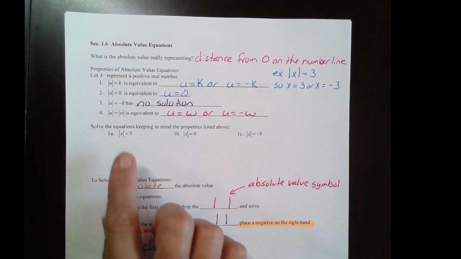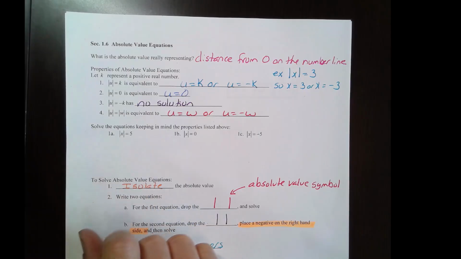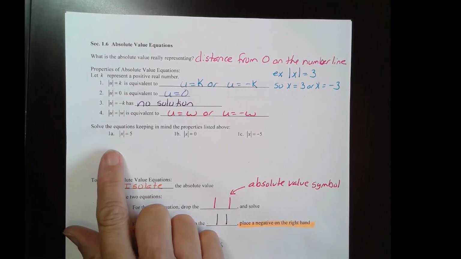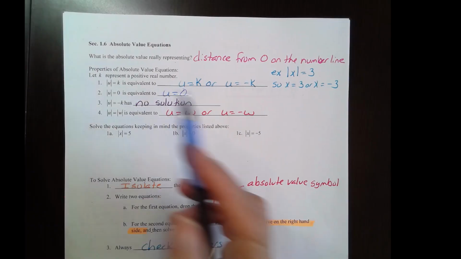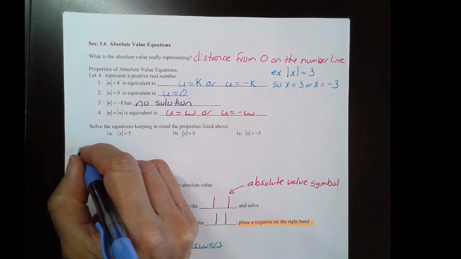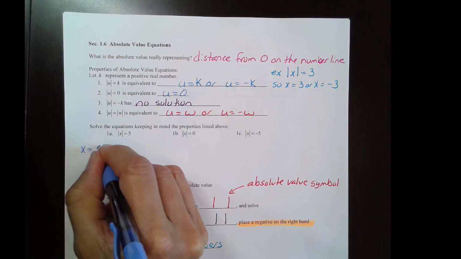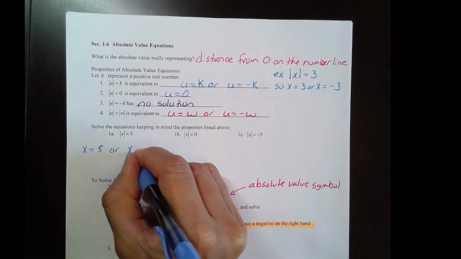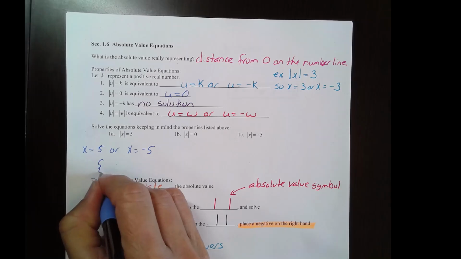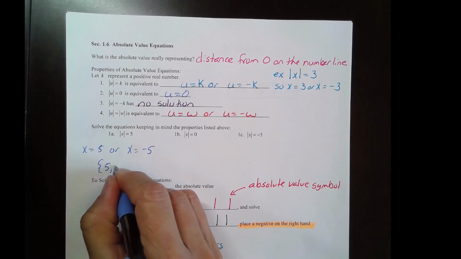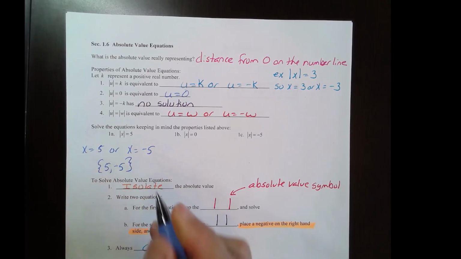So for example, solve the equations keeping in mind the properties listed above. 1a, the absolute value of x equals 5. That would fall under the first property, that x would equal positive 5 or x would equal negative 5. And those are your two answers. If you put them in a set form, it would be the set of 5, negative 5. That's another way to write it.